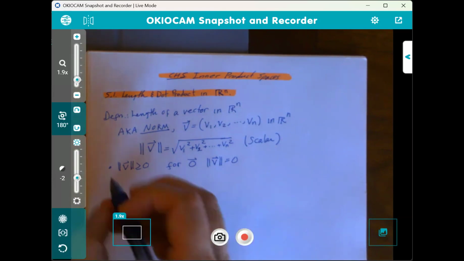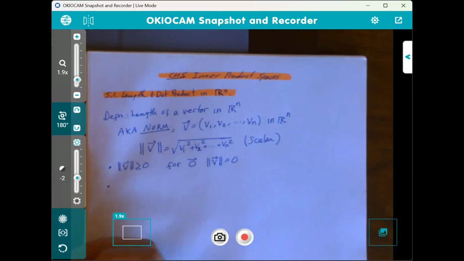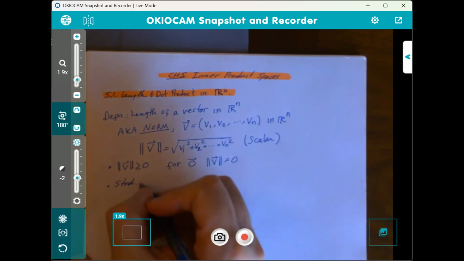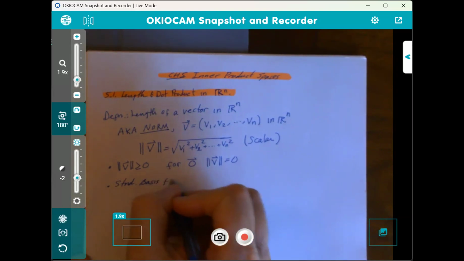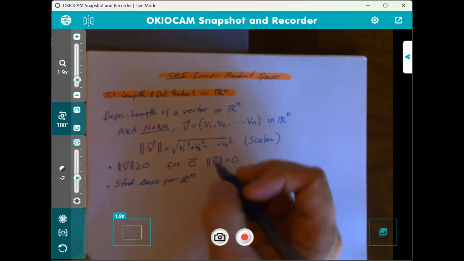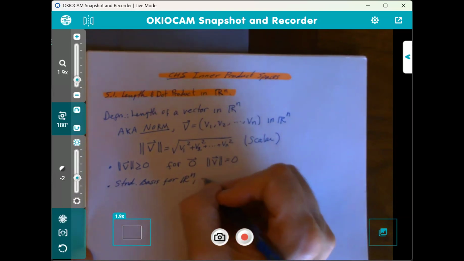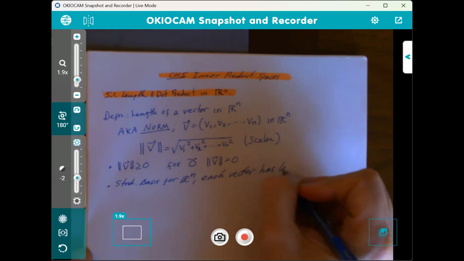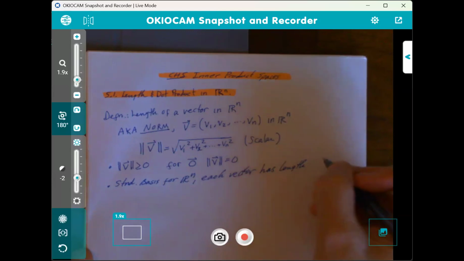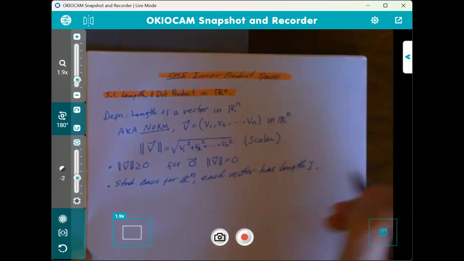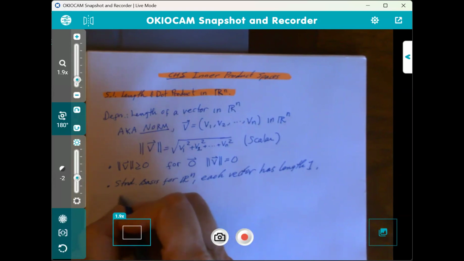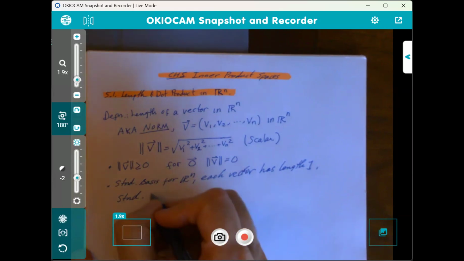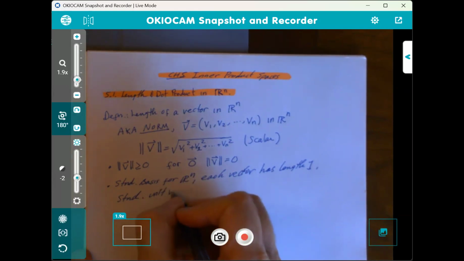Okay, now we talked about the standard basis for Rn. So let's write that the standard basis for Rn, each vector has a length 1. Okay, each vector has length 1. And I'll write them down for you in just a moment. So here the standard basis is going to be the standard, we're talking about unit vectors here, standard unit vectors.